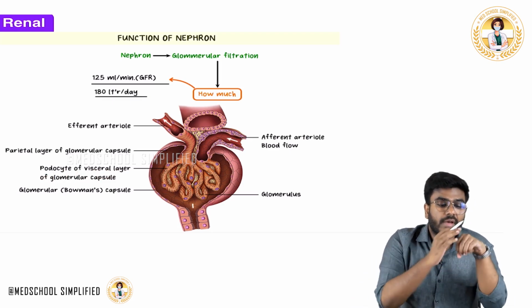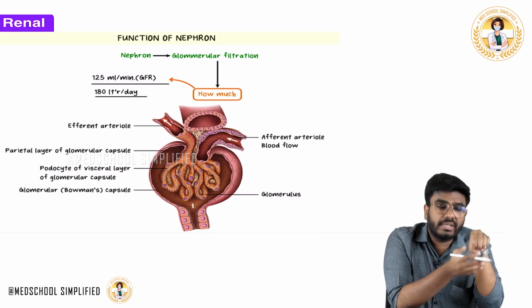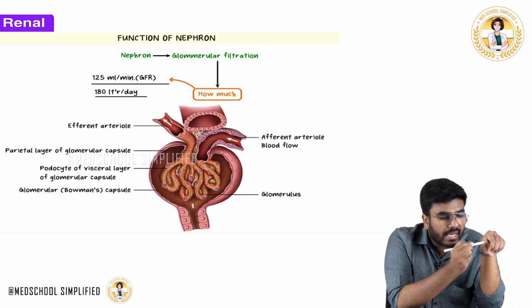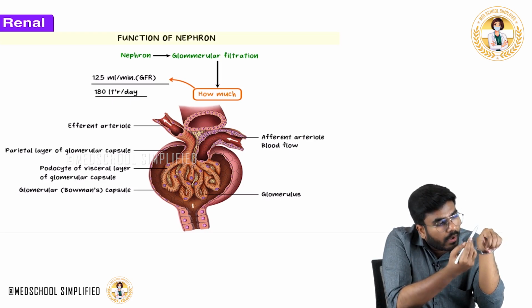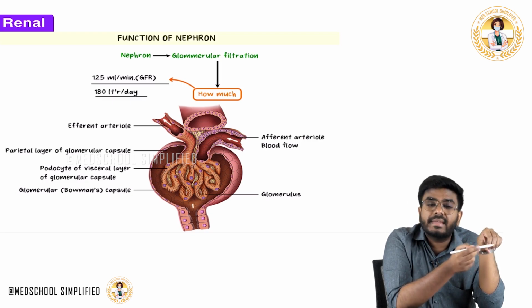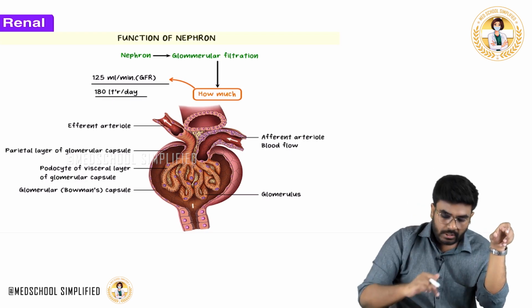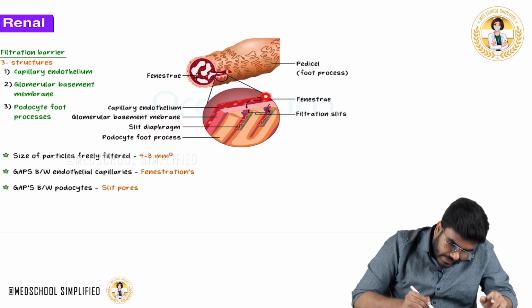Now on the outermost layer, imagine this is the capillary. Inside this capillary there is the endothelial layer. Now this endothelium is sitting on the basement membrane. Outside the basement membrane, which cells do you have? The visceral epithelial cells of the Bowman's capsule, which are called podocytes. Podocytes are present outside. So here it is: capillary endothelium, basement membrane.